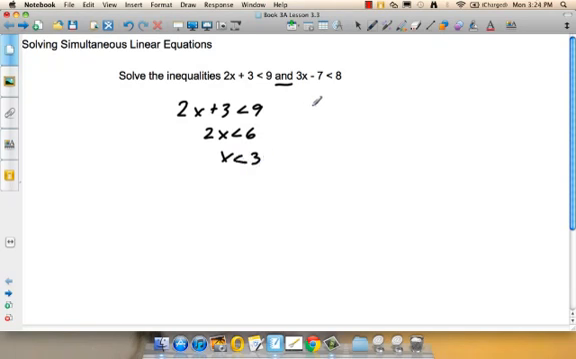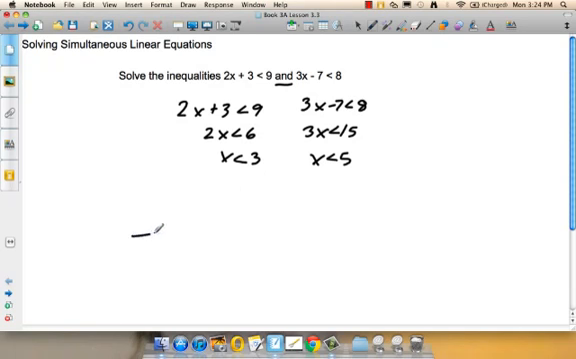Now I'm going to go ahead and solve the other inequality. 3x minus 7 is less than 8. But anyway, here we go. So 3x is less than 15, and x is less than 5. So I have x is less than 3, and x is less than 5.